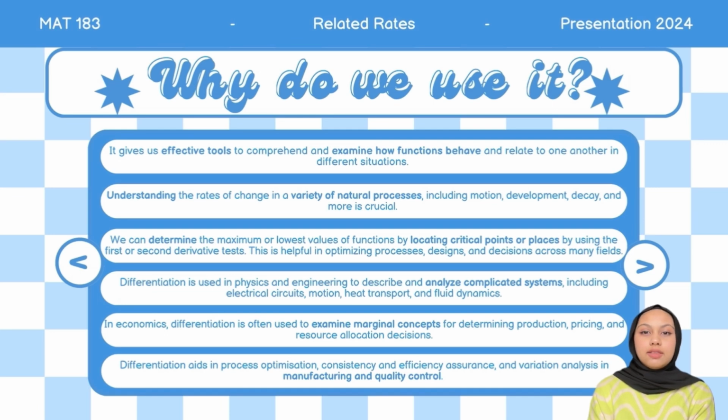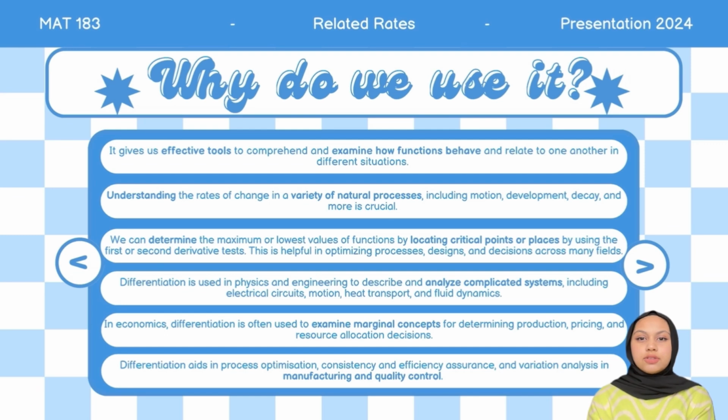We can determine the maximum or lowest values of a function by locating critical points or places where the derivative equals 0, and by using the first or second derivative test. This is quite helpful in many domains when it comes to process, design, and decision optimization.